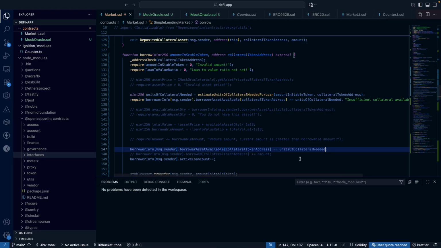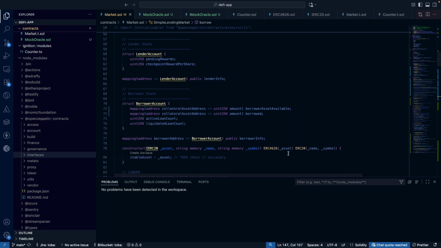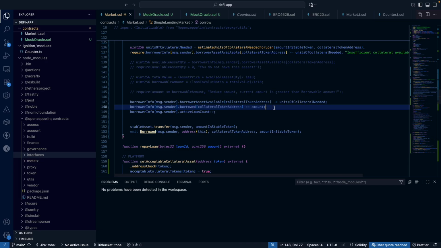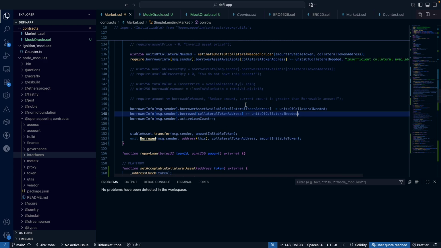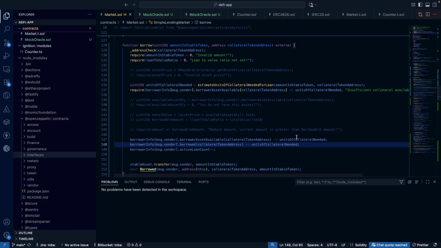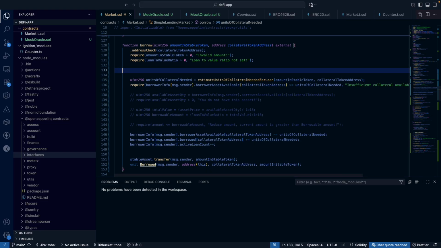Okay, so we do that, but at the same time we also need to note what they have borrowed. So we need to increase the amount that they borrowed. Previously I added a mapping which tracks the total amount of borrowed assets. So that's what we're going to do here. We're going to increment this by units of collateral needed. Boom. Then we're going to increment the active loan count, and then do a transfer of the assets, because we have taken from it. So let me just go over it one more time. We don't need this anymore, so I can delete it.